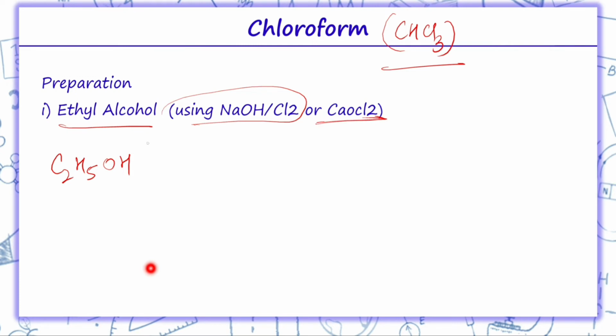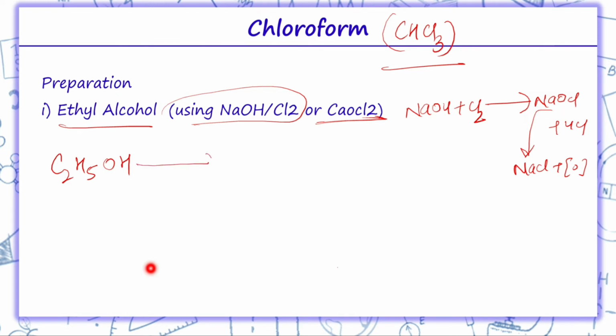The first reaction which takes place over here is NaOH plus Cl2, which gives NaOCl plus HCl. This on decomposition forms NaCl plus nascent oxygen. Now this C2H5OH will oxidize, and since it is an alcohol, it will form aldehyde CH3CHO. On reaction with chlorine, the 3 hydrogen atoms will be substituted by chlorine, and we get CCl3CHO. This is known as chloral.